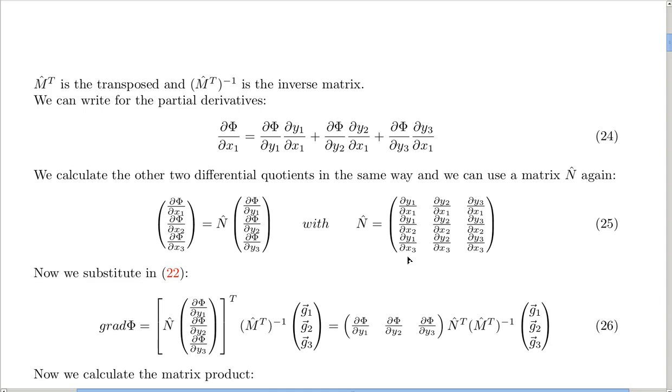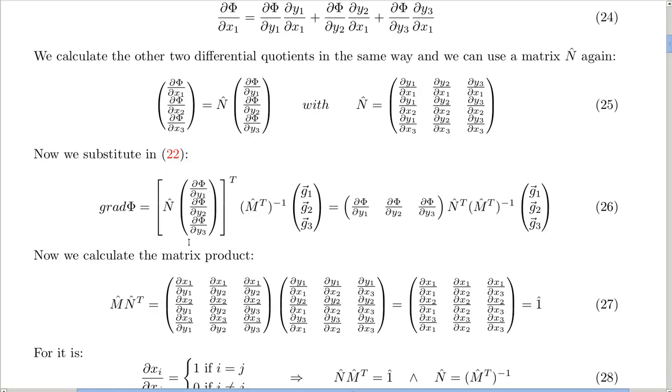Here we have to write a new matrix N because it hasn't anything to do with the M matrix. In the M matrix we had the x coordinates in the numerator and the y coordinates in the denominator. And here it is vice versa. We have the y coordinates in the numerator and the x coordinates in the denominator. It's another matrix then. Okay.